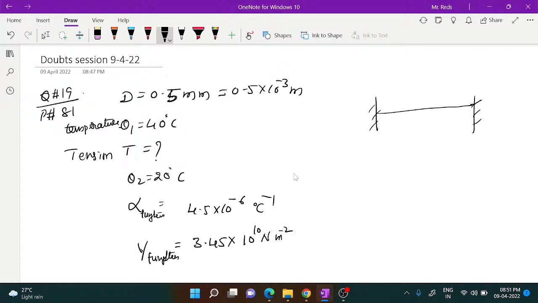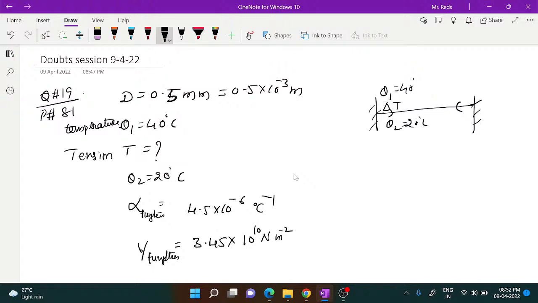So these are the given data, and we are asked to find the tension. How to find tension? You have to understand that if initially the tungsten wire is kept between two rigid supports at temperature theta 1 equal to 40 degrees Celsius, it will have some tension, and when the temperature decreases, the tension may change. You are asked to determine the tension in the wire when the temperature falls to 20 degrees Celsius, so you have to understand the change in tension.